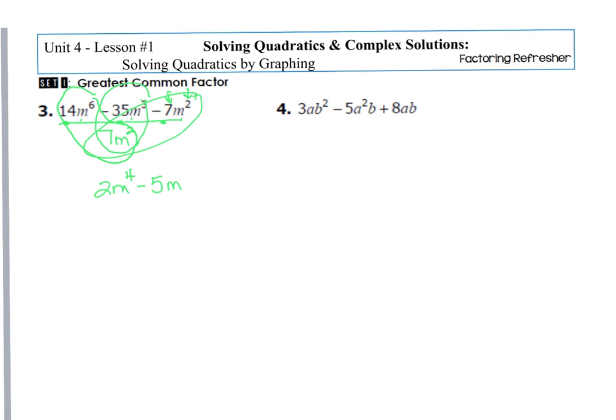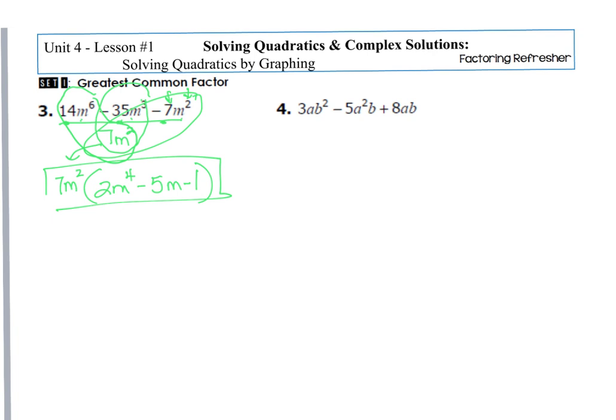And then I have negative 7m squared divided by its own self, 7m squared. Anything divided by its own self is 1, and it's negative 1 because we got a negative divided by a positive. Now remember, that's just the portion that goes inside the parentheses. Our GCF always goes on the outside, 7m squared. That's our answer.